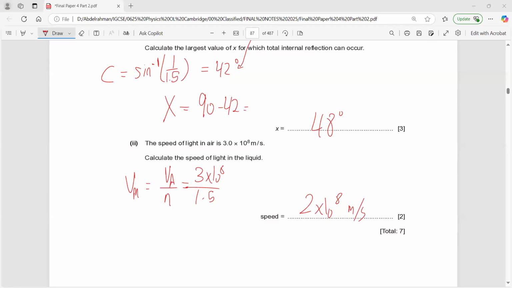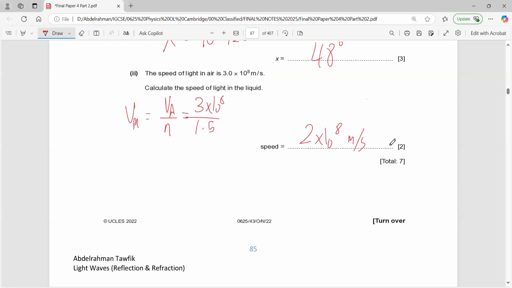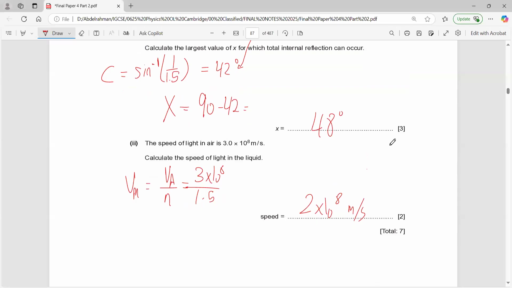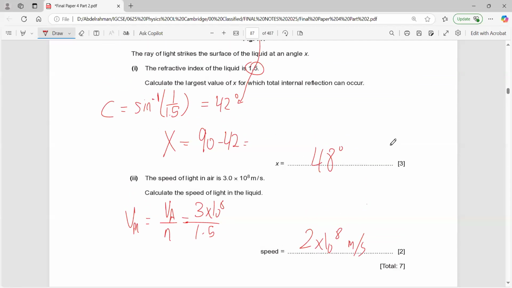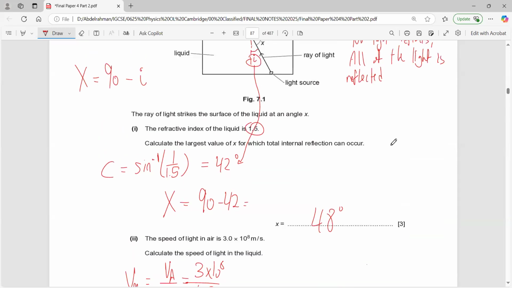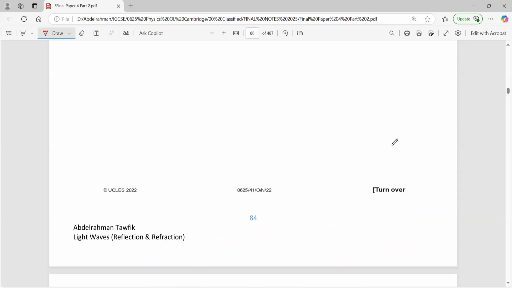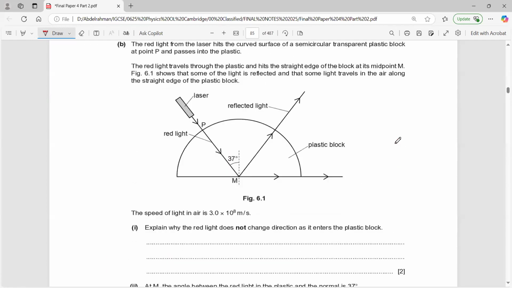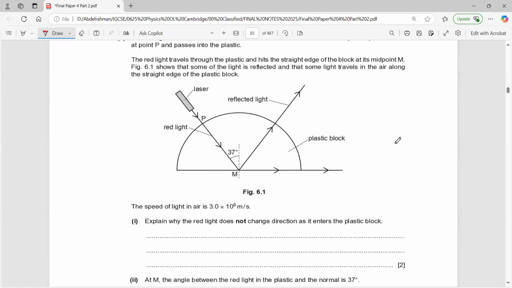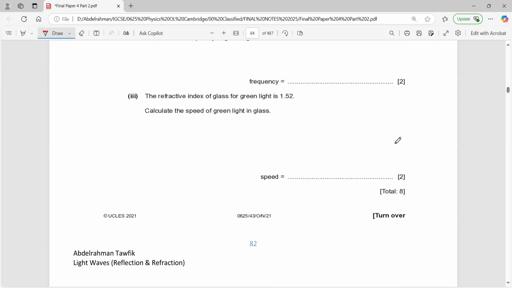So X would be 48 and the speed is 2 times 10 to the power of 8 meters per second. Okay, it's a really, really nice question. I like this question. I need to solve one more question at least, but I needed a question that had to do with actual drawings.